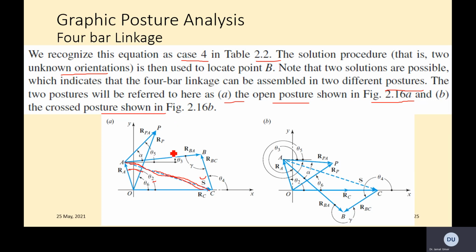And once theta 2 is known, you can work out the other angle as well. Of course, when you know this one, because this length to this length is a constant, you can work out theta 4 as well. So theta 3 and theta 2 and theta 4 were the main unknowns.